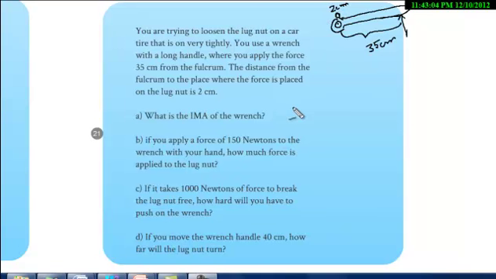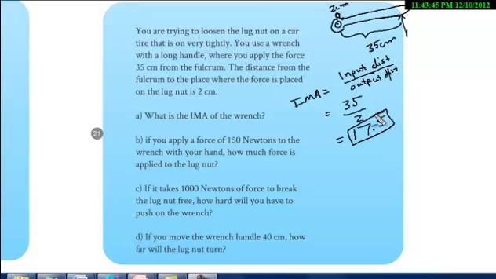So my ideal mechanical advantage then is going to equal my input distance over my output distance. I always recommend showing your work like this, distance and distance. So it's equal to your input, 35 centimeters, divided by your output, which is 2. 35 divided by 2 is 17.5. This would have an ideal mechanical advantage of 17.5, and there are no units on mechanical advantage.